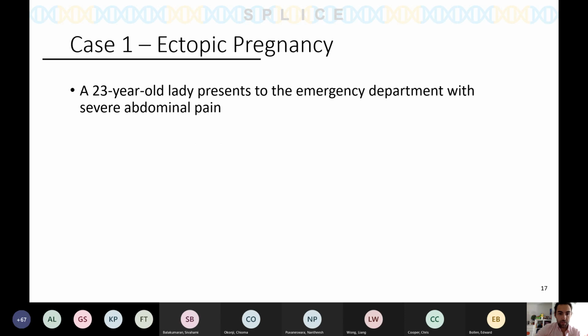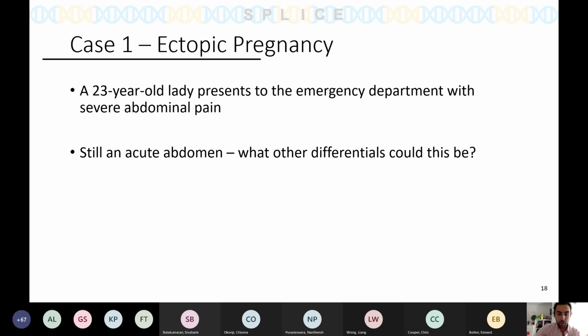So a 23-year-old lady presents to the emergency department with severe abdominal pain. So this is still an acute abdomen. Just thinking about like an ABCDE situation. What other differentials are you thinking about? Appendicitis, yeah, nice. Ovarian cyst rupture.